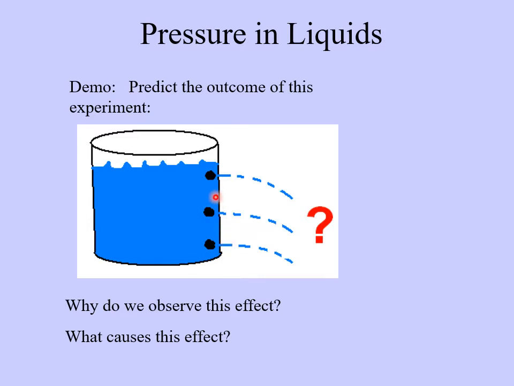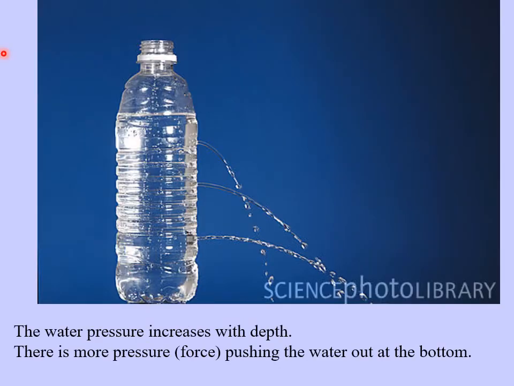What do you think is going to happen regarding these three streams of water coming out? Are they all going to shoot out at the same speed, or will there be a difference in speed? And if you do predict a difference, what do you think would cause this effect? Think about this for a second, and then we'll talk about what actually happens here.